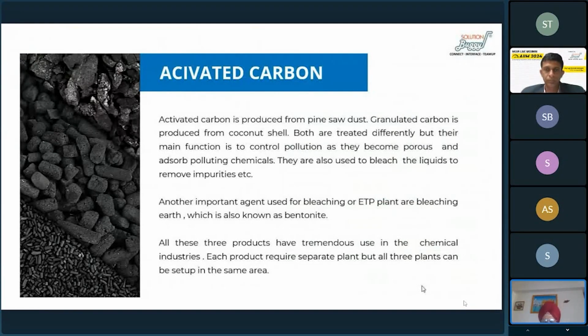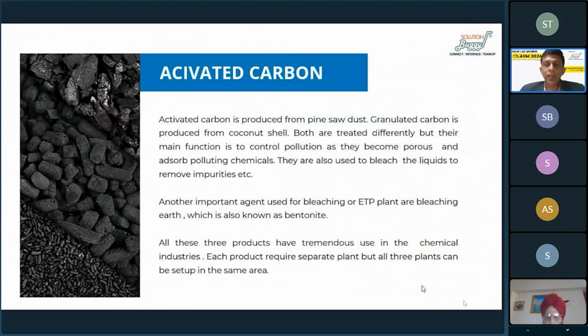And because there are hazardous chemicals which should not go to earth, to remove such things, these activated carbons, coconut shell carbons, and the bleaching agents are used. So this is one of the best requirements for putting up a separate plant for all these things. And the main thing is all these three raw materials can be used and produced in a single unit, where plants will be separate, but they can be simultaneously produced.